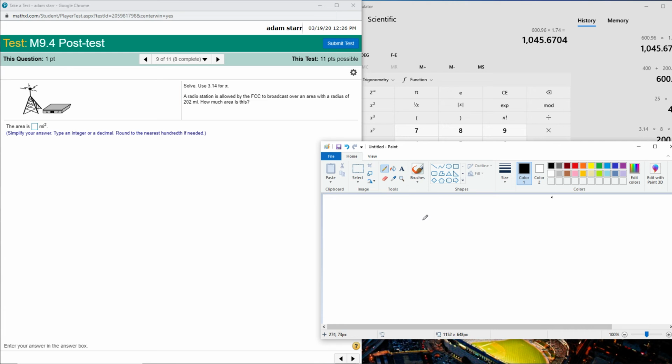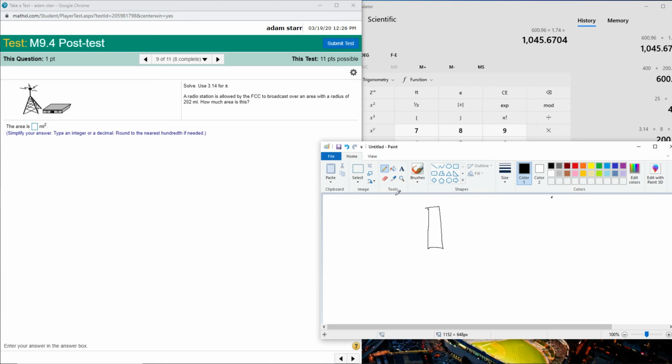Okay, next question, another word problem. We have a radio station that is allowed by the FCC to broadcast over an area with a radius of 202 miles. How much area is this? Okay, so we can draw a little picture if you want. We have a little picture here. I'm not very artistic, but let's say this is the tower.